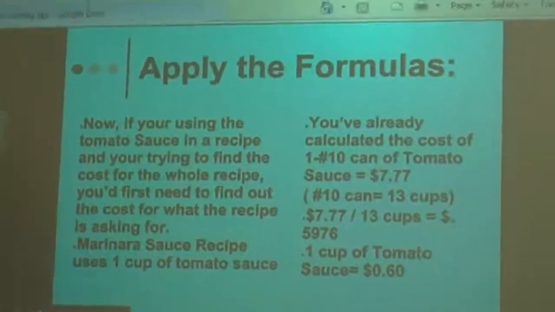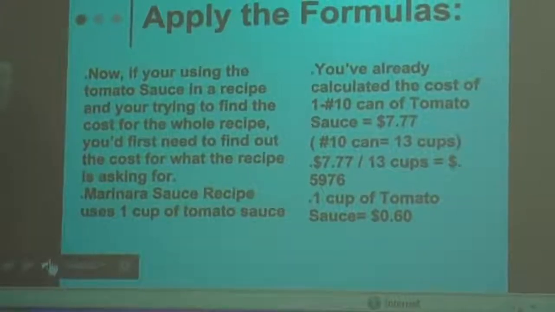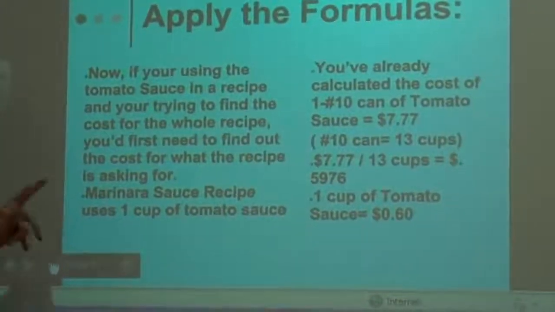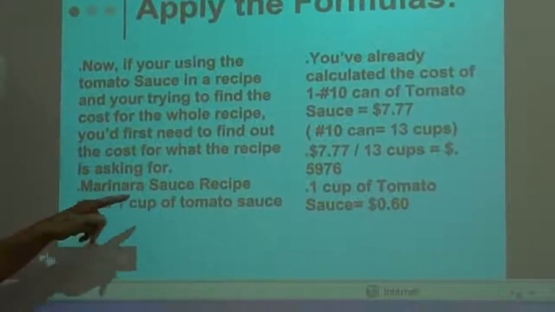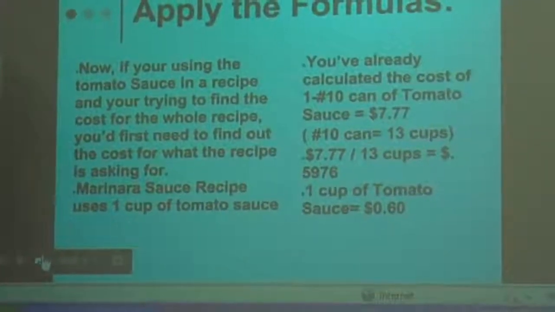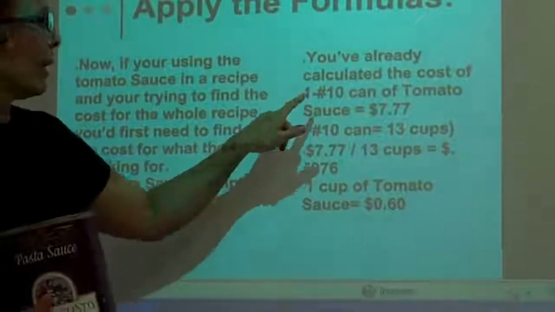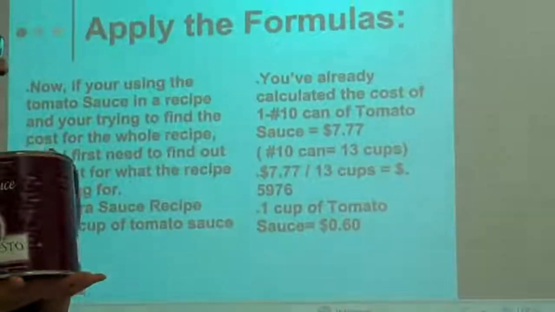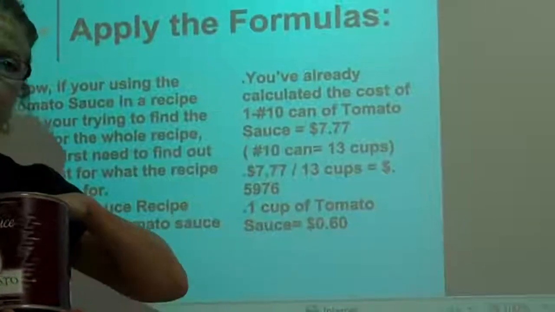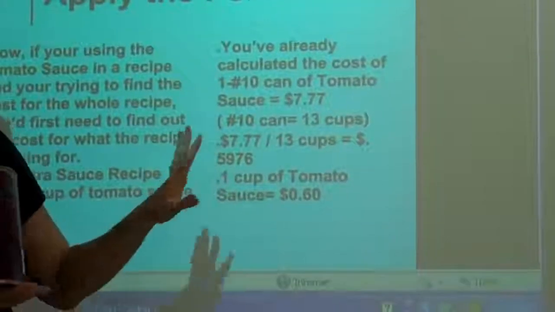Now, if you're using the tomato sauce in a recipe, we need to find out how much the recipe is using out of this can. So right now, we're saying that the marinara sauce that you guys are making in class takes 1 cup of tomato sauce. Because remember, in class, we're only making enough for 2 people. All right? You've calculated the cost of this can as $7.77. And there are 13 cups inside this can. All right? So this is where I'll show you this.